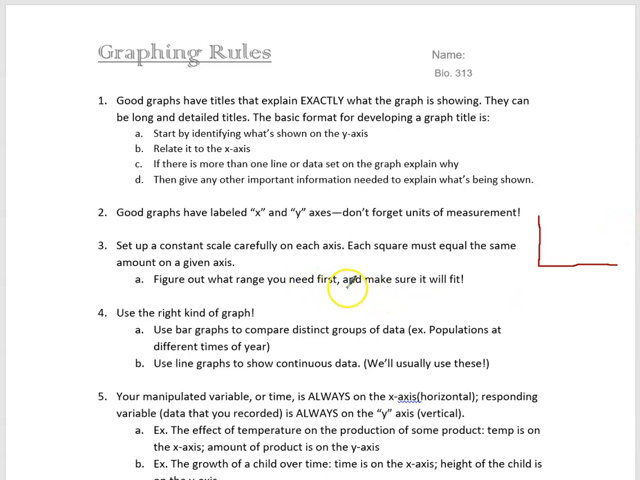You have to also figure out how much you need. You can't just tape extra paper on at the end because you didn't plan it out ahead of time. So you have to plan what you're doing.